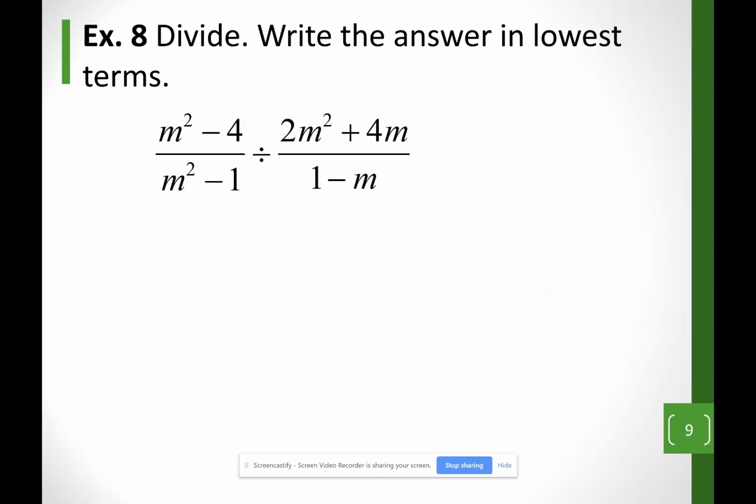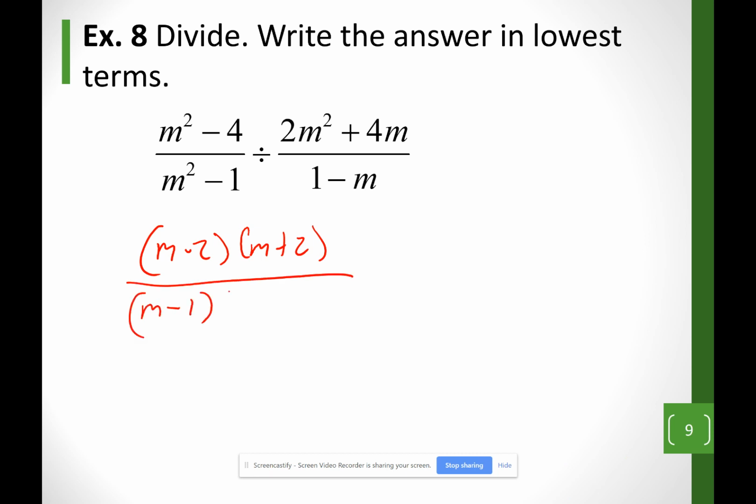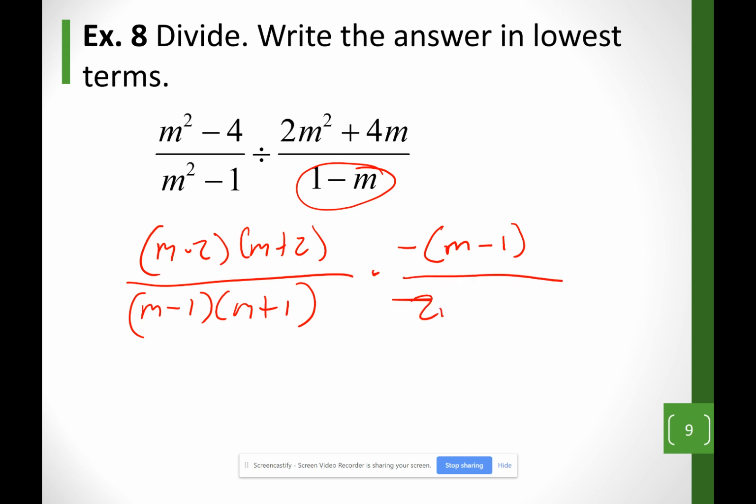Lastly, let me take a look at this. I'm going to go m minus 2, m plus 2 over m minus 1, m plus 1 times 1 over m, 1 minus m. Let me write that as 1, negative 1, m minus 1. Remember this, I can factor a negative 1 to flip things over. 2m, m plus 2. Cancel out what we can.